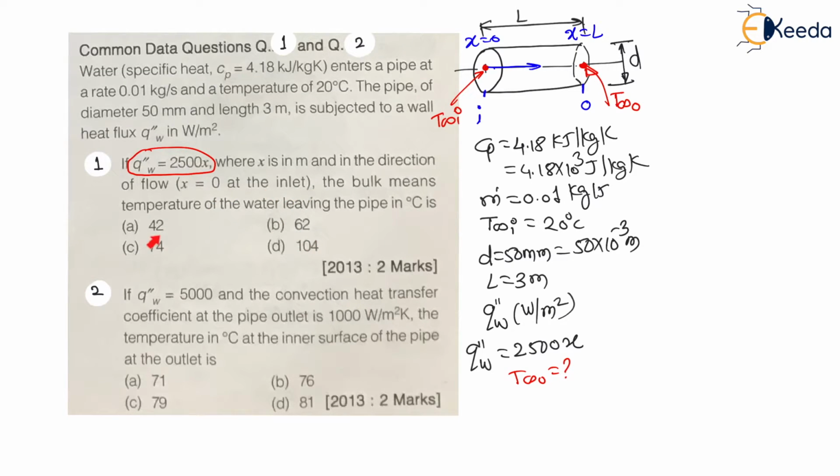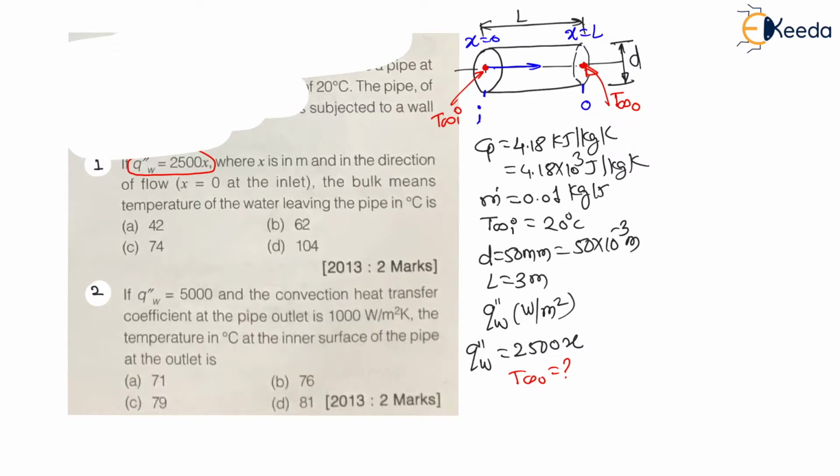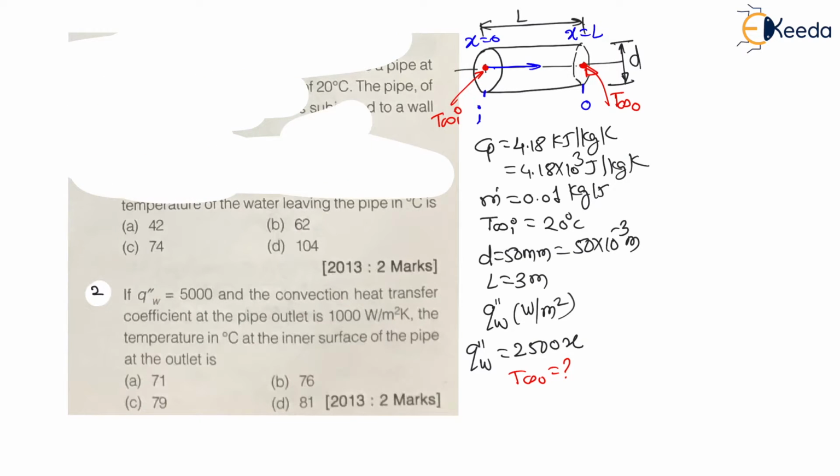Now let us keep these options only and let us erase everything, so that we will get sufficient space for the solution. And let us solve this question number 1 first, and later we will solve question number 2. Let us understand first this initial question.